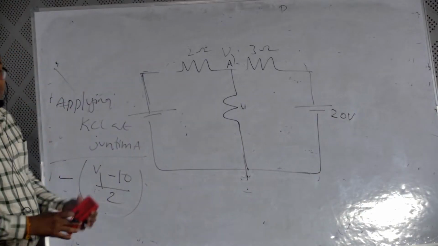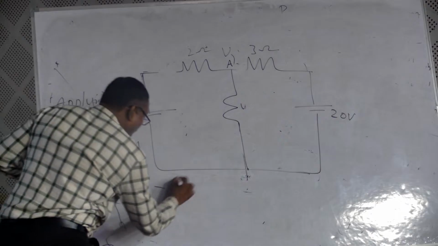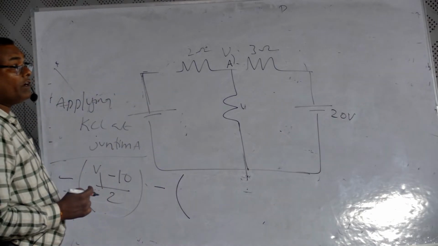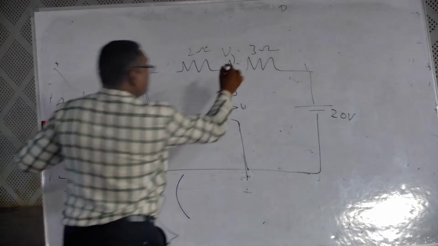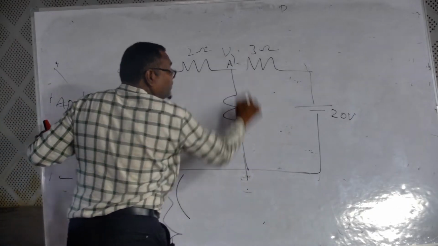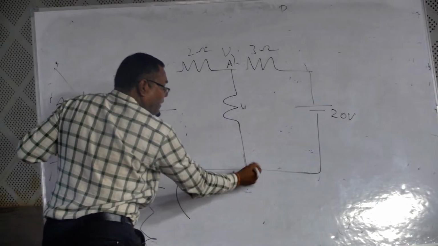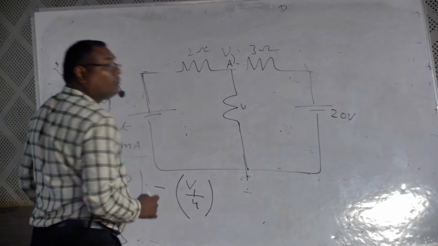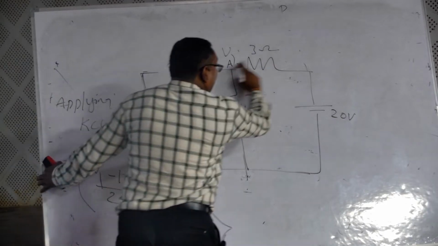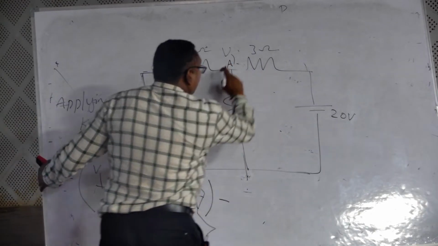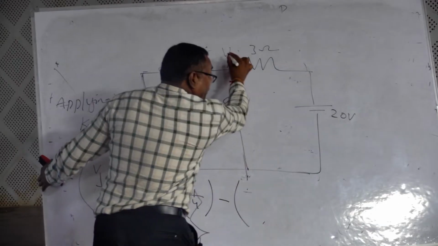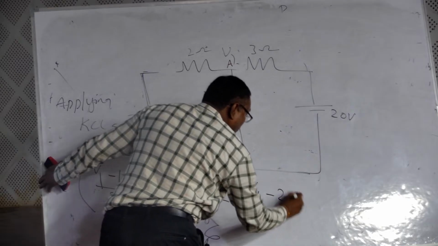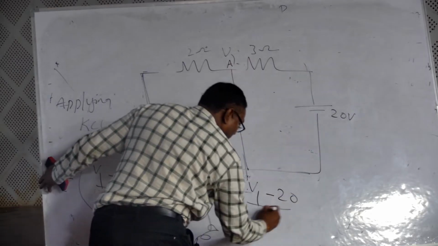Next one, minus of. What is the next one? Series one directly, every V1 minus, don't write minus 0, by 4. Next one, direct, away, higher potential V1 plus 2 minus 20, total resistance by 3, is equal to.